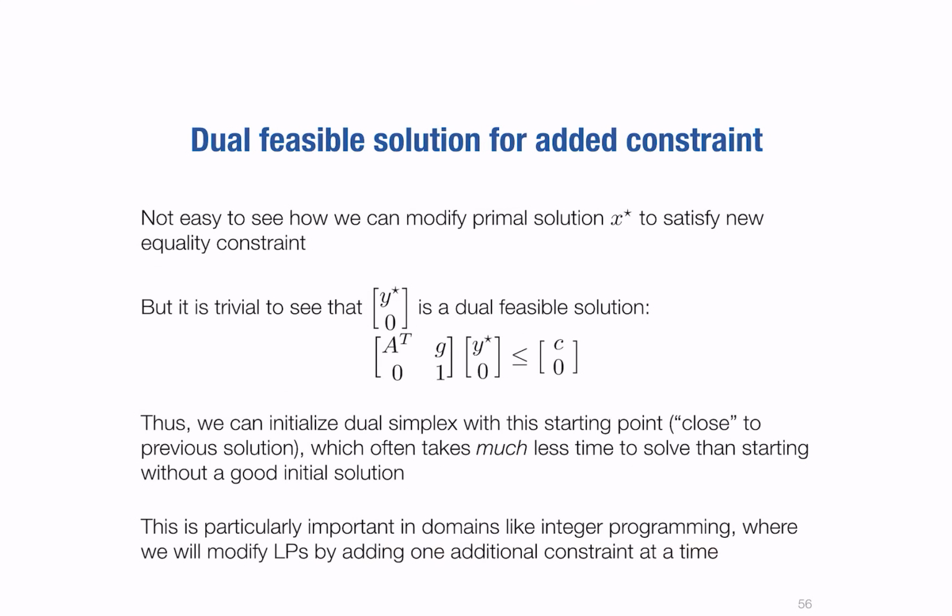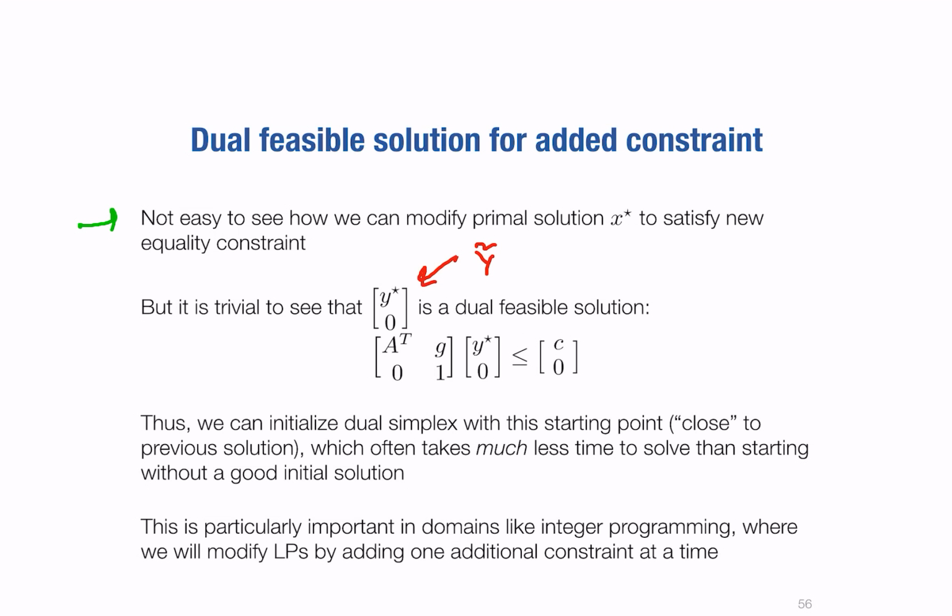So it's not easy to see how we can modify the primal solution x to satisfy the new inequality constraint. But, and this is the critical part, it is true that we can find a new dual feasible solution really easily. So not dual optimal, right? It's not the optimal solution anymore, but it's a feasible dual solution, something that still satisfies the inequality constraint of the dual problem.